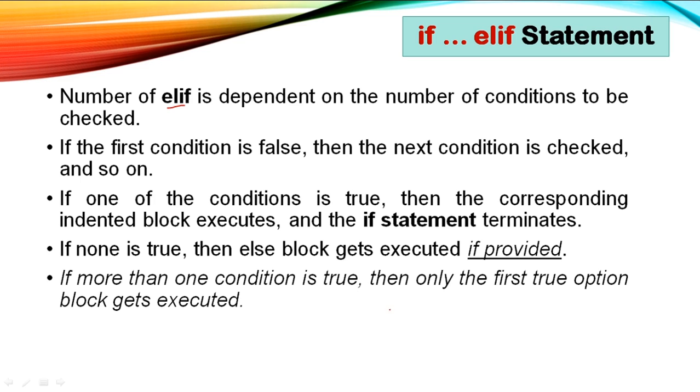For example, if there are 6 conditions to be evaluated, in some cases the first condition and third condition may be true. If the first condition is evaluated true, none of the conditions below that will be evaluated. So only the first true option block gets executed. The third will be discarded in this case.